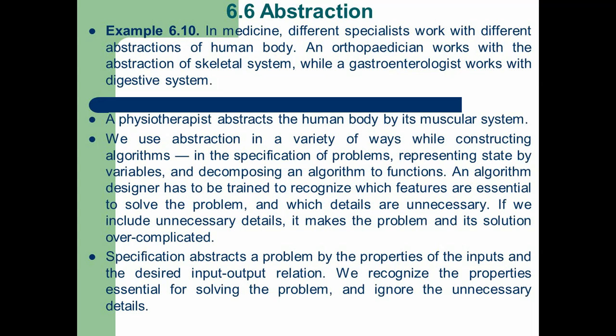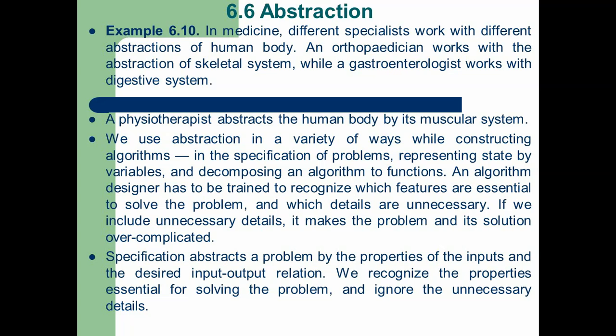If you take another real life example, in medicine, different specialists work with different abstractions of the human body. An orthopedician works with the abstraction of the skeletal system, while a gastroenterologist works with the digestive system. A physiotherapist abstracts the human body by its muscular system. So we use abstraction in a variety of ways while constructing algorithms.